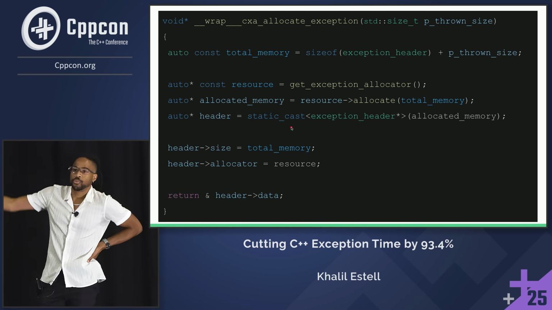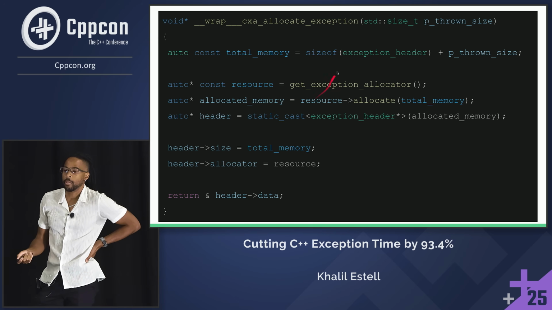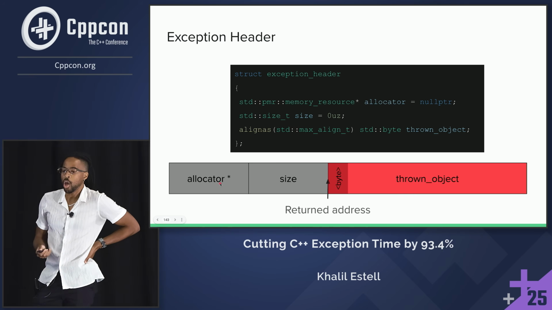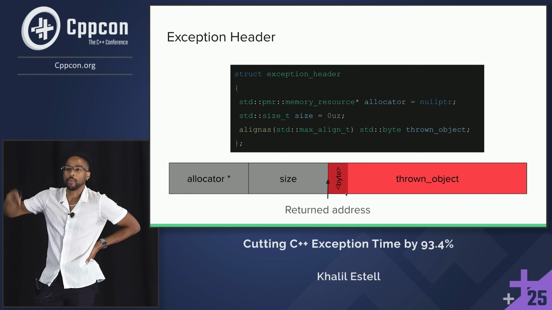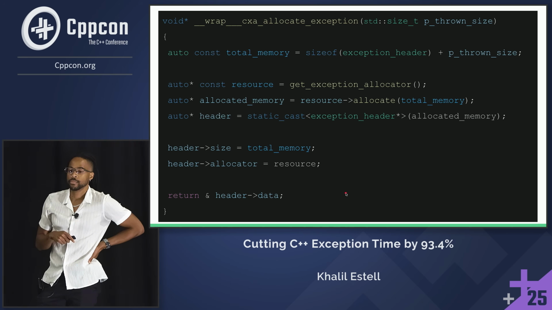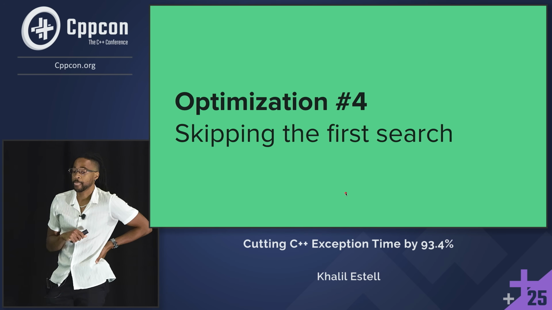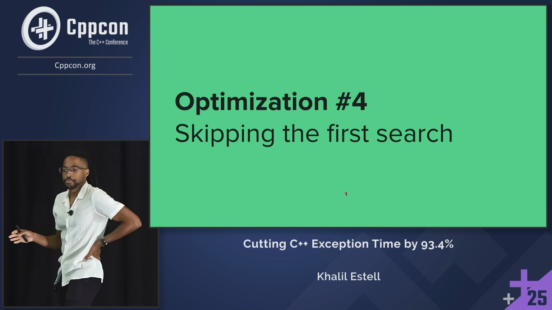The allocation function is really straightforward. You just sum the size of the thing that's thrown plus the exception header. You get the resource, you allocate it, get the pointer, static cast it, set the size, set the allocator, and return the pointer to the data. Oh, and this little aligned byte here, sorry, I should have talked about that. This is just a little shadow that I can use to reference where the object starts. That's pretty much that. All right, now we get to the real optimizations.